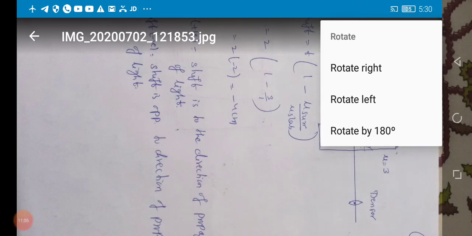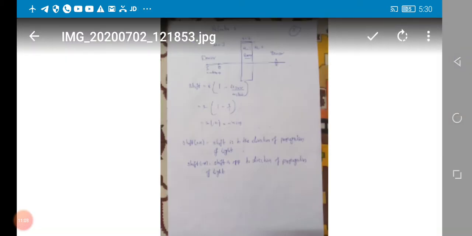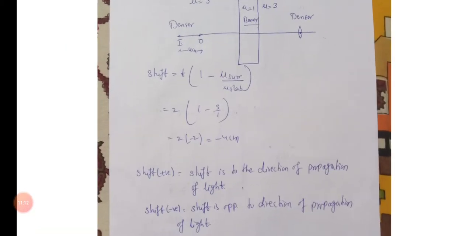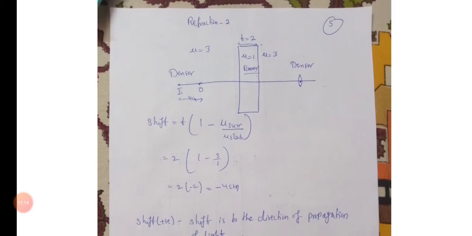Now I will show you the question. Another question, student, see here. Here mu outer, meaning surrounding, I have taken 3. And the rarer medium, the slab, I have taken 1, student.